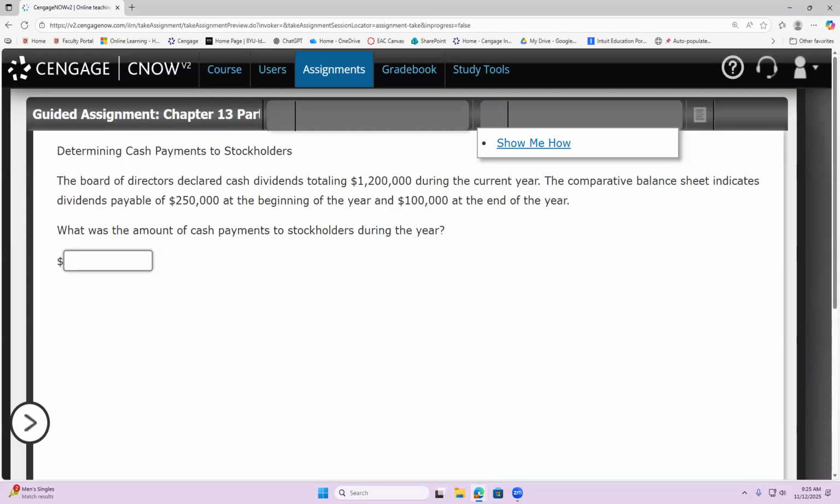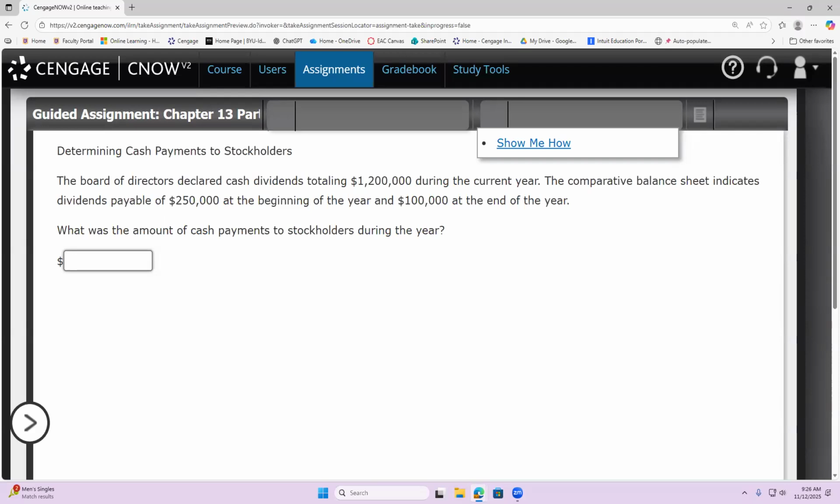Right. Because this adds up to 1,450,000. So we must have debited 1,350,000 to have 100,000 left. So that's how much cash was actually paid out. That's how I would approach this.